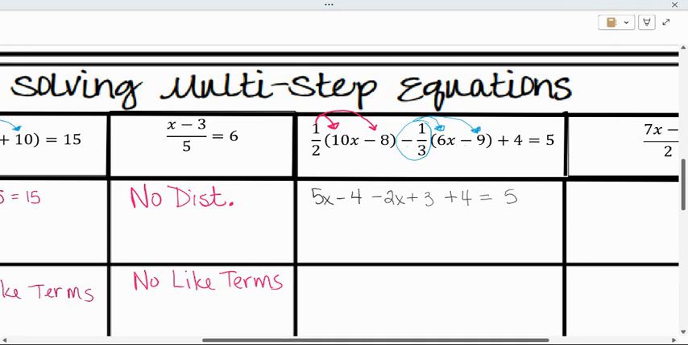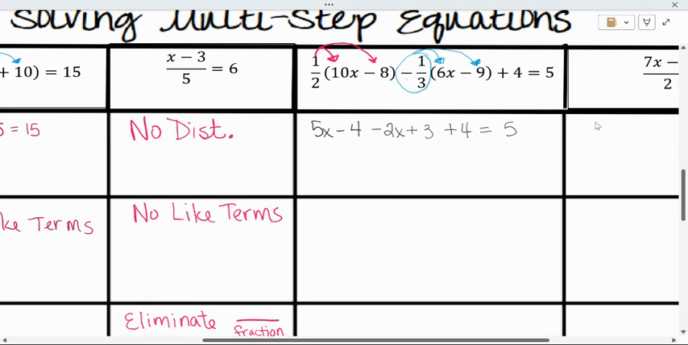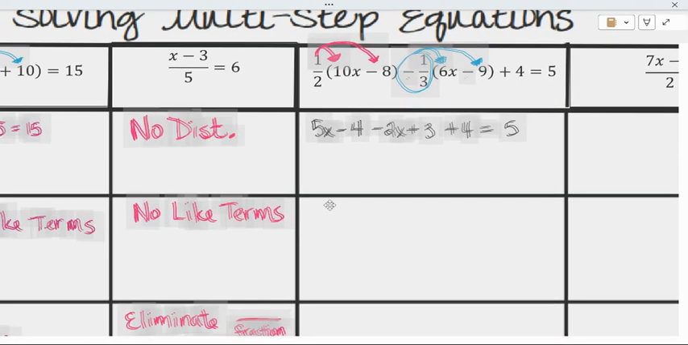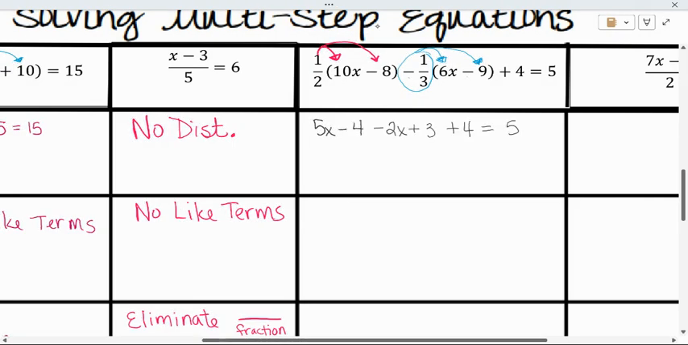Whew, that's a lot. Okay. Step number 2 is talking about like terms. And there are a lot of like terms. So I'm going to rewrite this. And I'm going to underline the like constants. And I'm going to circle the like variable terms.